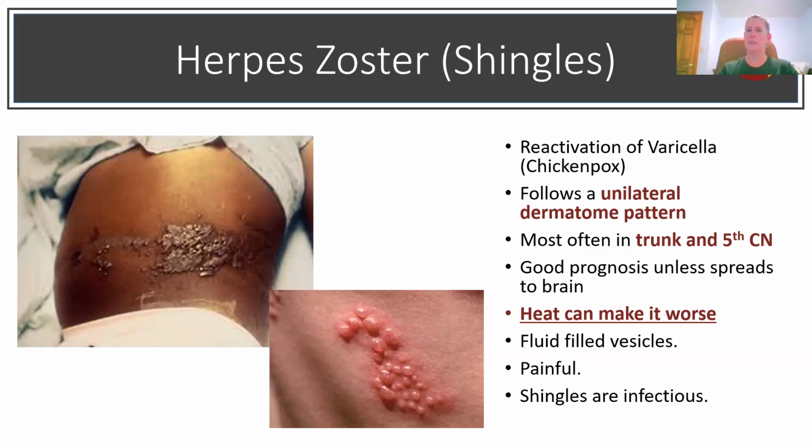Heat makes it worse, but basically they're these fluid-filled vesicles. I mean, they look like little blisters, right? Painful. Sometimes the patients will have an intense itching, but a lot of patients will have pain. It is infectious, and so if somebody were to come into your clinic with this, you want to send them to go get that checked out and not come back until that's taken care of.